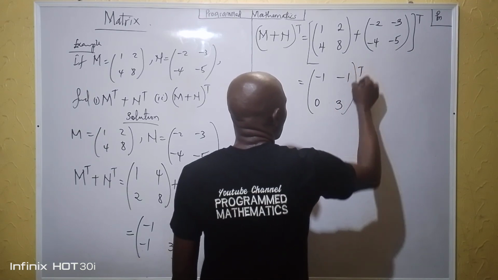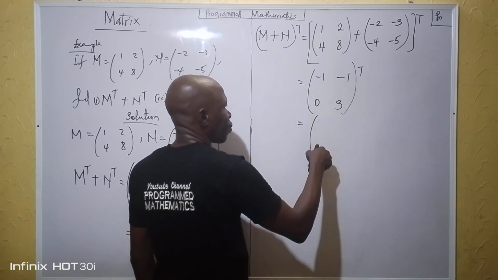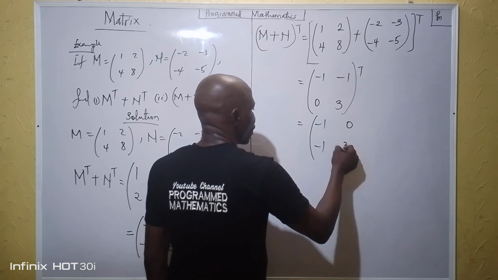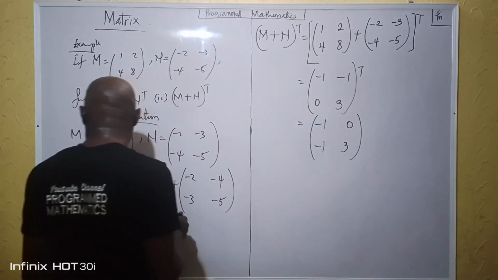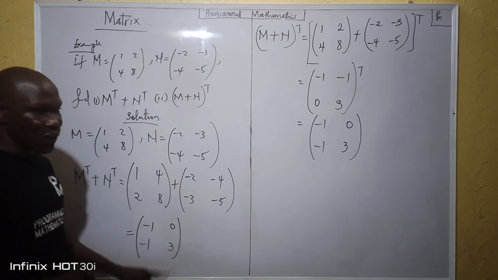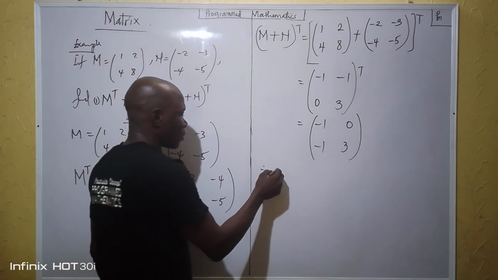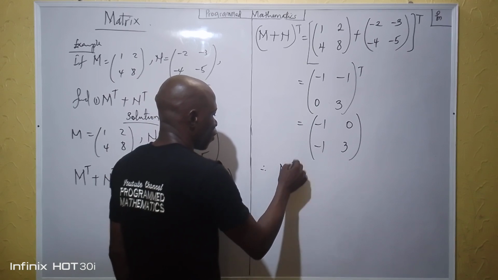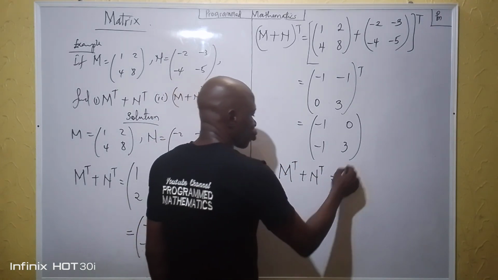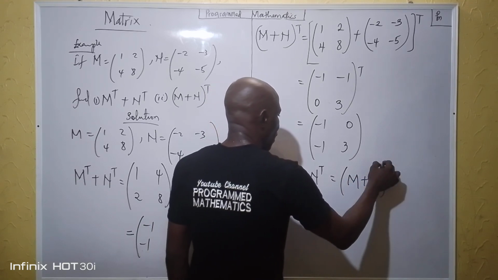So when we transpose this, the transpose of this matrix will mean exchanging the rows for columns. So this -1, -1, 0, and 3 becomes -1, 0, -1, 3. If you check the results, that tells you from here that the transpose of matrix M plus the transpose of matrix N is equal to the transpose of the sum of matrix M plus N.